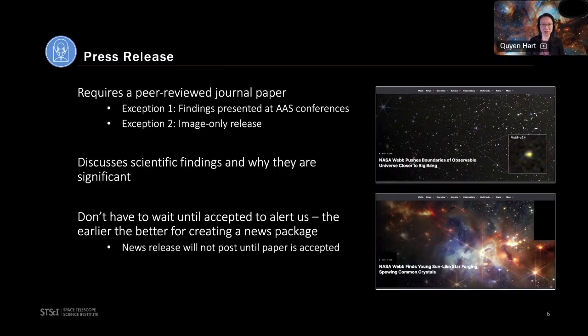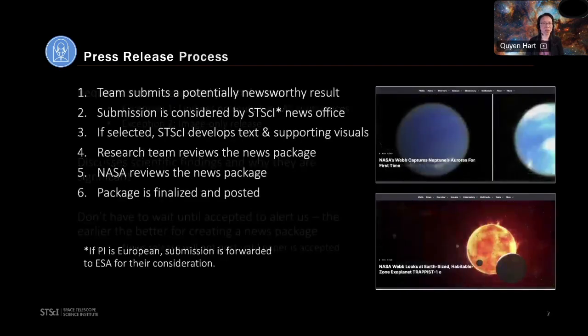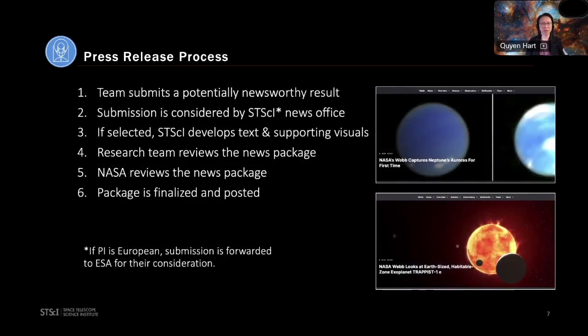Now, the piece here is you don't have to wait until the paper is accepted to alert us. The earlier, the better is what we need to be able to consider it for a press release. And the news release won't post until the paper is accepted. So, as soon as you submit the paper for publication, that's when we want to hear from you that you think something is newsworthy.